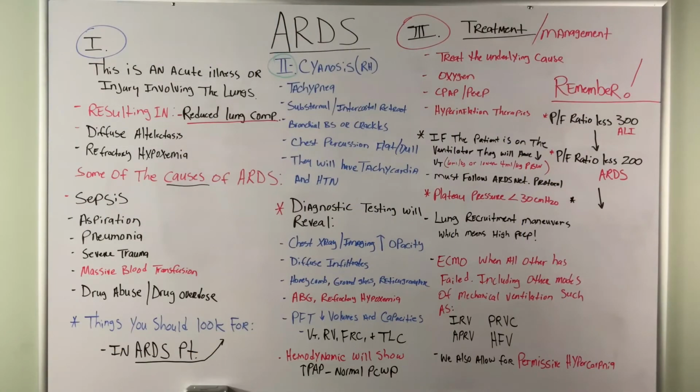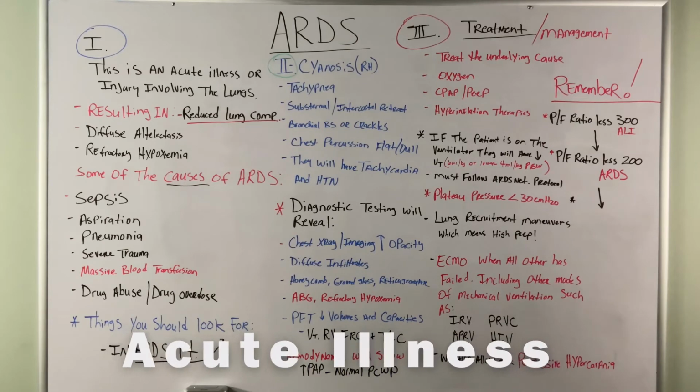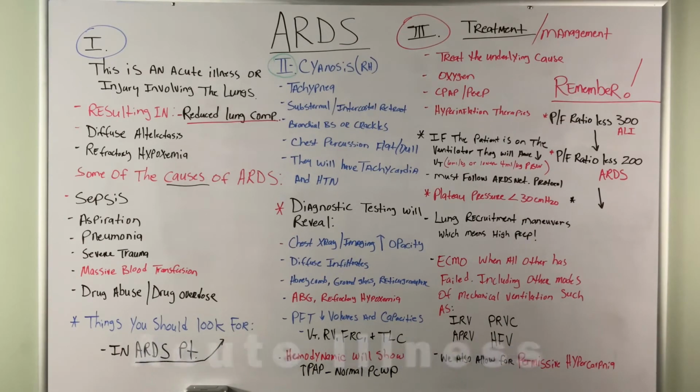For the TMC exam, ARDS is by far one of the most critical topics that you would have to deal with on the exam. Again, I'll be working on the board from Roman number 1 to Roman number 3 from left to right. ARDS is an acute illness or injury involving the lungs, and this will result in reduced lung compliance, diffuse atelectasis, refractory hypoxemia.